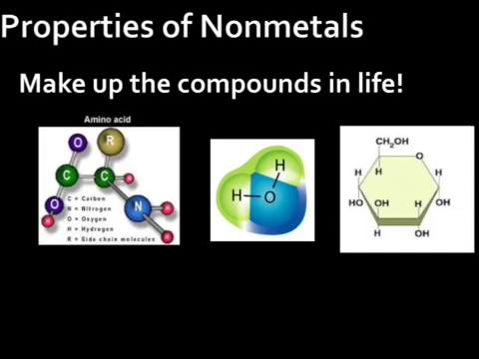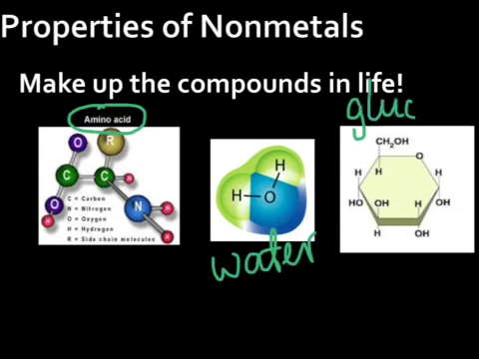One of the properties of nonmetals is that they tend to form compounds with other elements and make these large compounds that are important in living things. So you can see here amino acids, water, and this, if you remember, is glucose here, sugar. These are very important compounds in living things, and they're made up of mostly nonmetals.